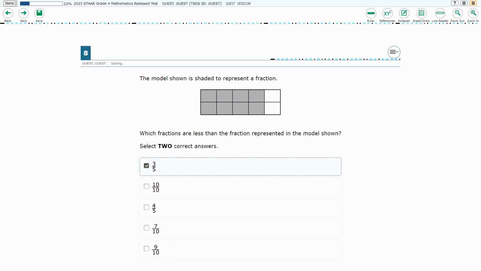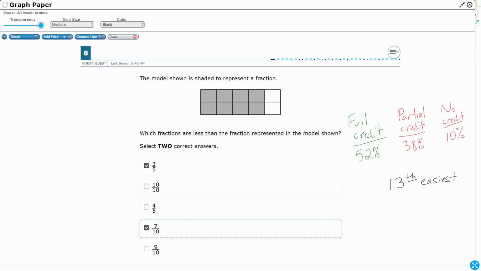Let's see how we did across the state of Texas. So this was the 13th easiest problem here. And we see that we got a little bit more than half with full credit. But if we take the full credit and the partial credit, that's a whopping 90% of our students got at least 1 point. So that's good. And most likely it was this one, right? That's the easy one to kind of figure out because you don't need to change the denominators. We do need to kind of change the denominator here.